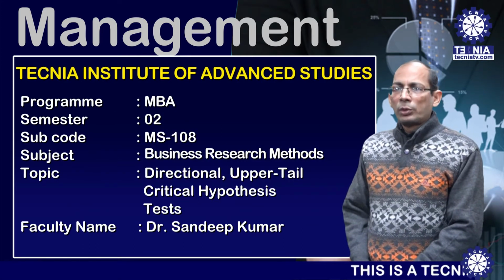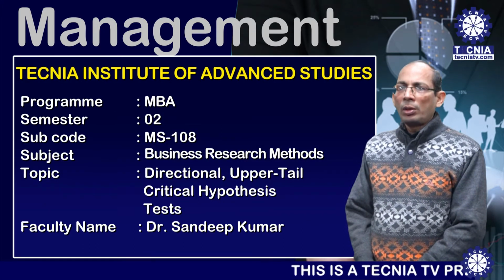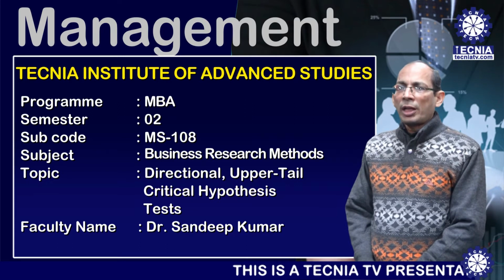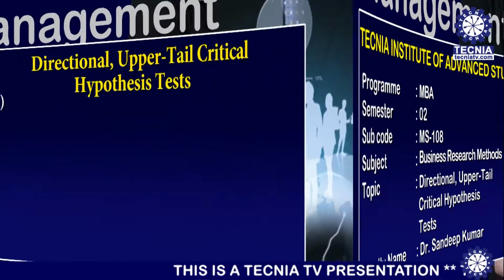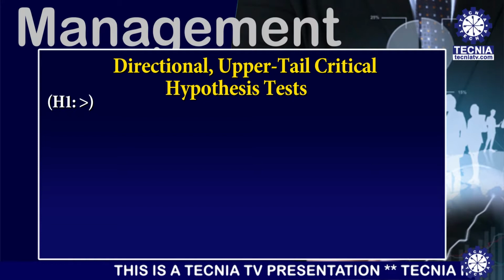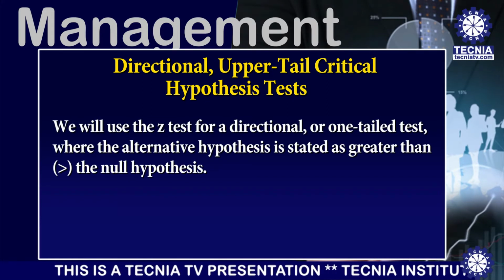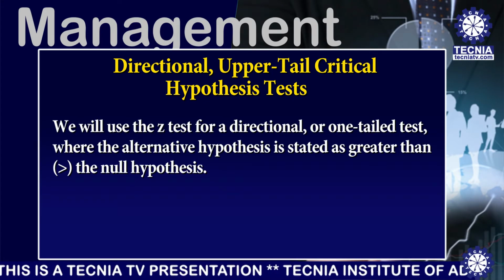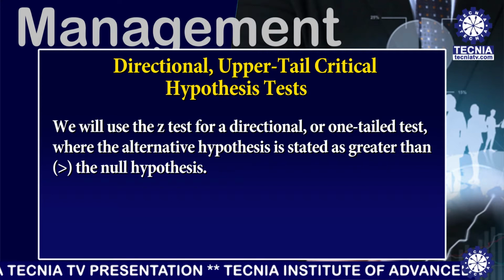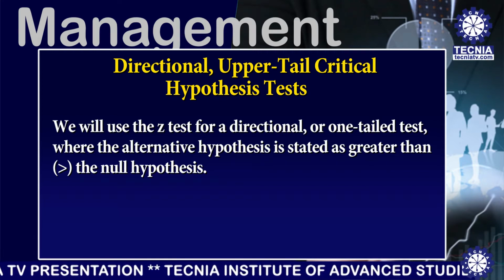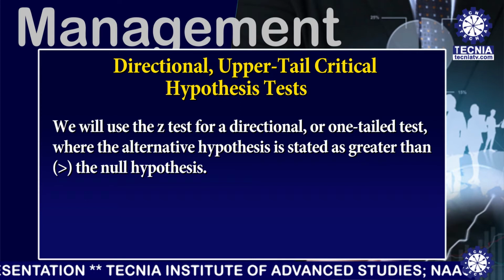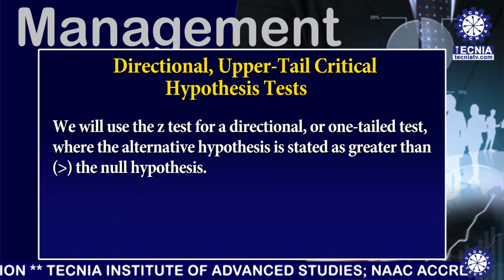Sandeep Kumar. Today I am delivering a lecture on the directional upper tail critical hypothesis test, which is H1 greater than. Here we will use the Z test for a directional or one tail test where the alternative hypothesis is stated as greater than the null hypothesis.